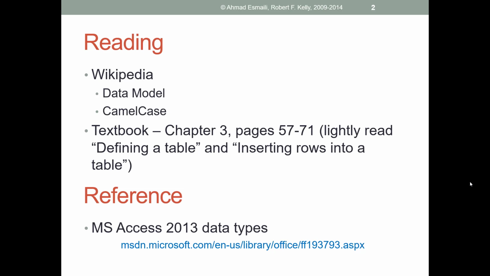So we will discuss data models. If possible, you should look at data model from Wikipedia. We will look at the camel case, which is a convention that we use to name the table and the attributes of the table. And if you have the textbook, you may go over chapter number 3 and the pages from 57 to 71.